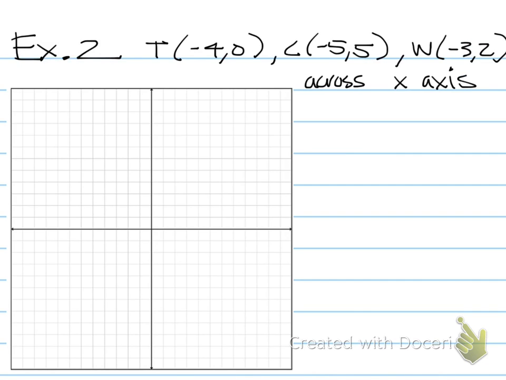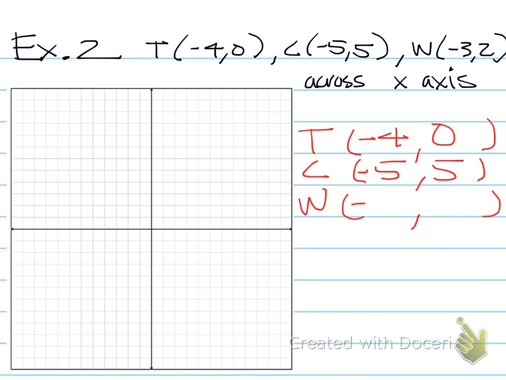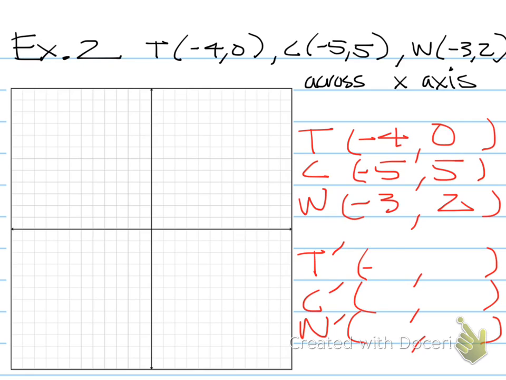The next example, we want to reflect this line across the x-axis. So again, we're going to start with the coordinates of the pre-image. And then we're going to use the rule for reflecting across the x-axis, which is to change the sign of the y-coordinate. So that'll give us (-4, 0), and then (-5, -5) for C prime, and (-3, -2) for W prime.